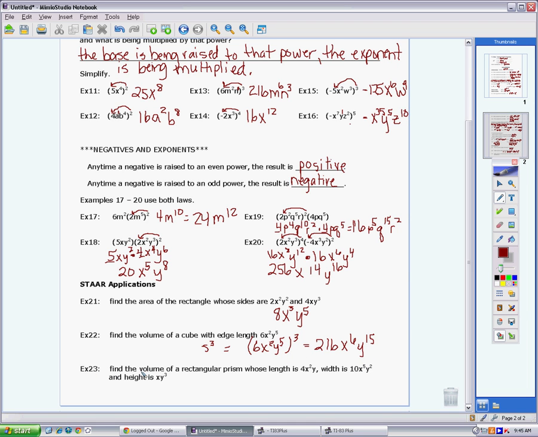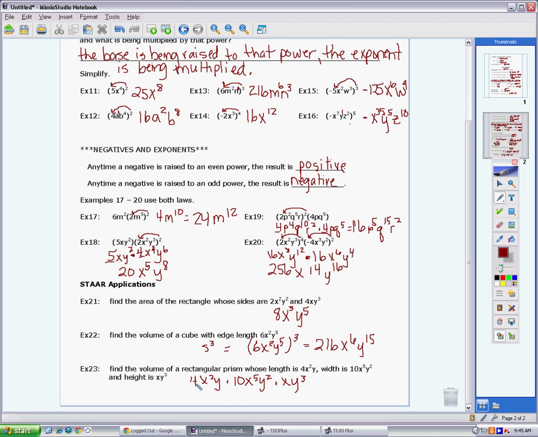Okay, number 3, find the volume of a rectangular prism whose length is 4x squared y, width is 10x to the 5th y squared, and height is x y cubed. Well, we know volume is length times width times height, so I'm going to be multiplying 4x squared y times 10x to the 5th y squared times x y to the 3rd.